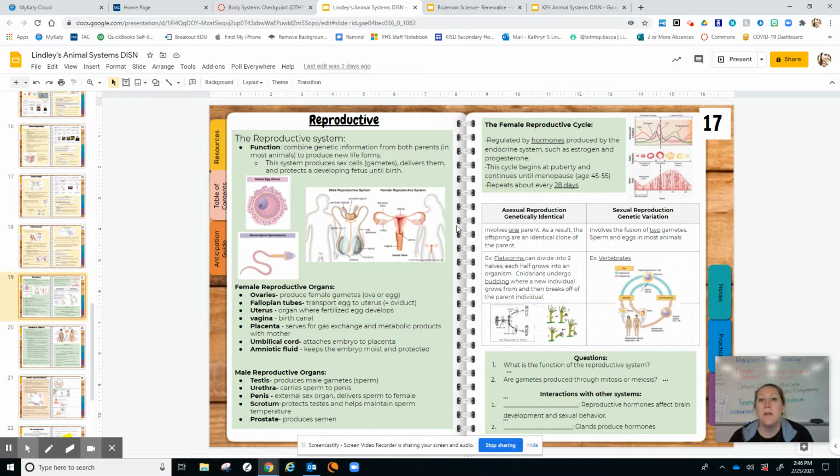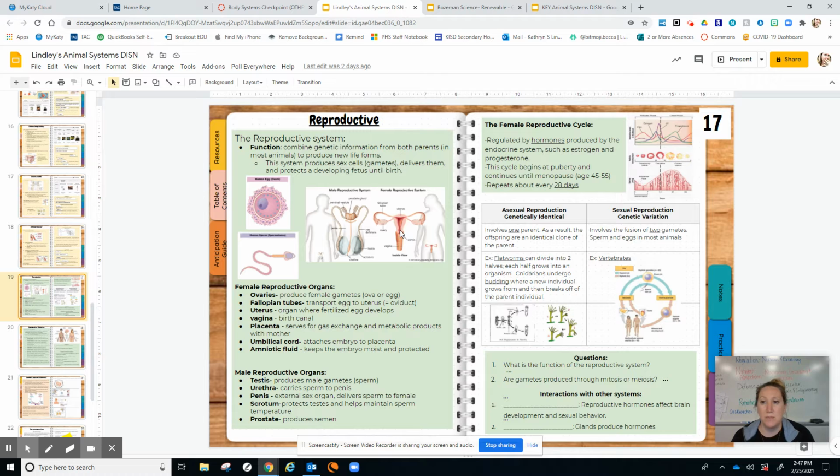I've included a picture of the male and female reproductive systems. So basically within the female, you have ovaries, 2 fallopian tubes, 1 uterus, 1 vagina, a placenta, an umbilical cord, and amniotic fluid. Placenta, umbilical cord, and amniotic fluid relate only to a fetus when a woman is pregnant. For the males, there are 2 testes or testis, 1 urethra, 1 penis, 1 scrotum, and 1 prostate.